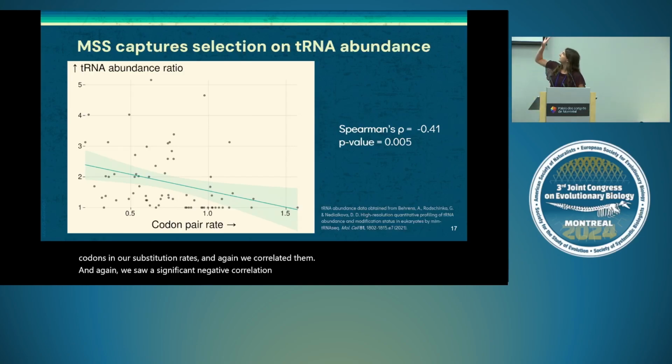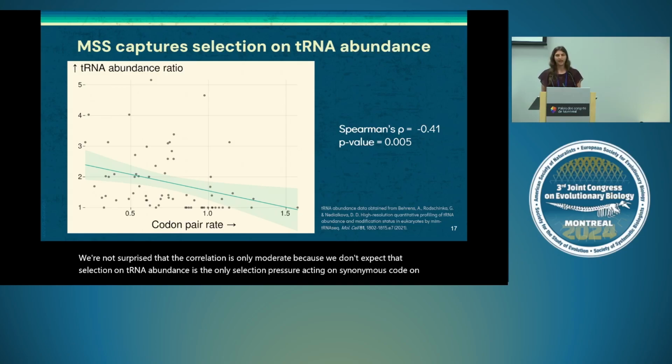Now, in this case, we're not surprised that the correlation is only moderate because we don't expect that selection on tRNA abundance is the only selection pressure acting on synonymous codon usage. And going forward, I'd really like to start teasing out some of the other possible effects on synonymous codon usage, like mRNA folding and stability.